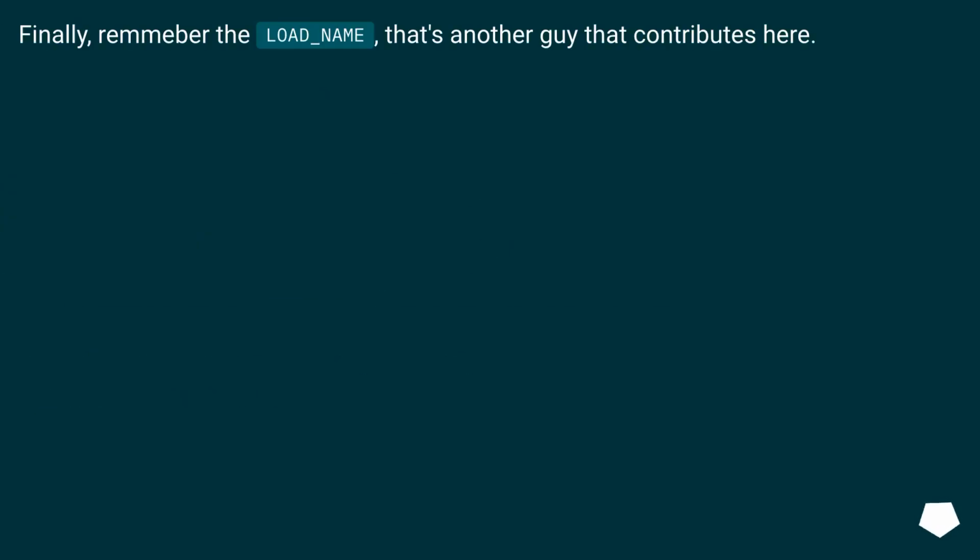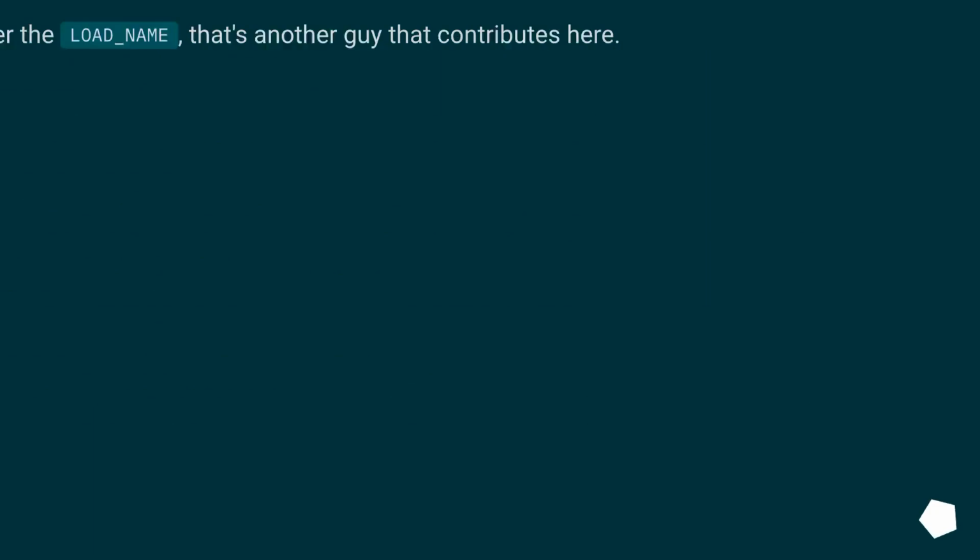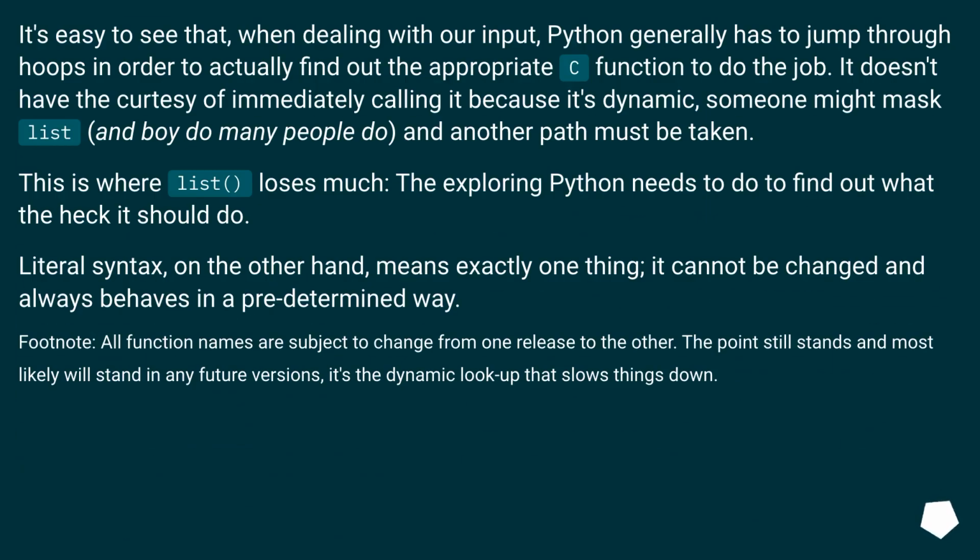Finally, remember the LOAD_NAME, that's another guy that contributes here. It's easy to see that, when dealing with our input, Python generally has to jump through hoops in order to actually find out the appropriate C function to do the job. It doesn't have the courtesy of immediately calling it because it's dynamic. Someone might mask list, and boy do many people do, and another path must be taken. This is where list() loses much. The exploring Python needs to do to find out what the heck it should do.